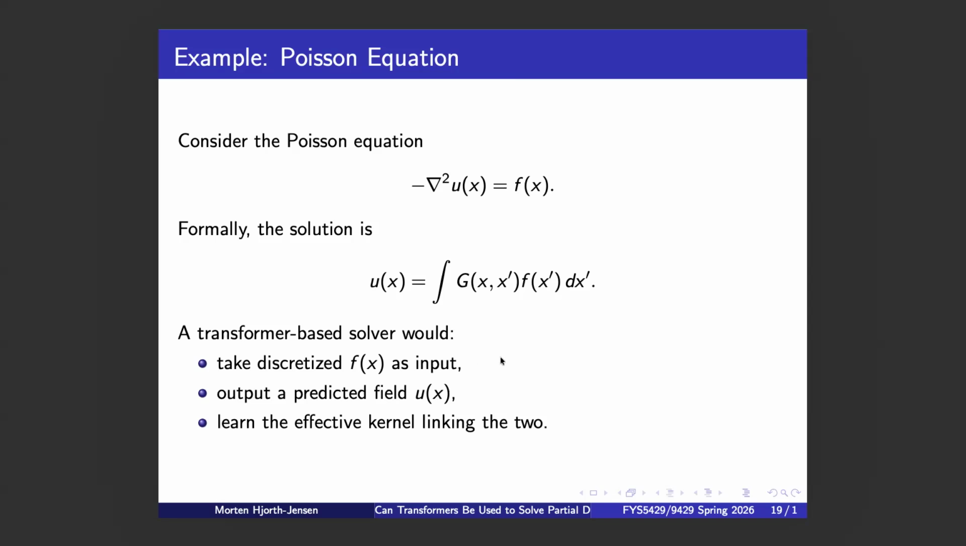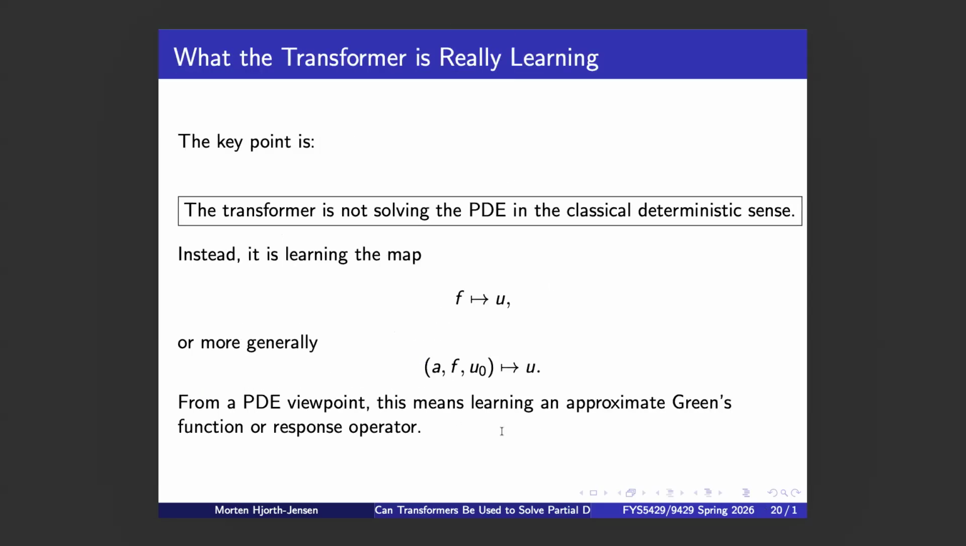But when you go to higher dimensional problems, this is when they become interesting. And also when you have long range forces. So you could take a discretized f of x as input, you output a predicted field, and you learn the effective kernel which links the two. So the transformer is not solving the PDE in a classical sense. It learns the mapping from f to u, or more generally, through the weights, this attention function, it learns, depending on the input, the boundary conditions, and an external force which acts on the system, a solution. And this means that it learns an approximate Green's function or response operator.